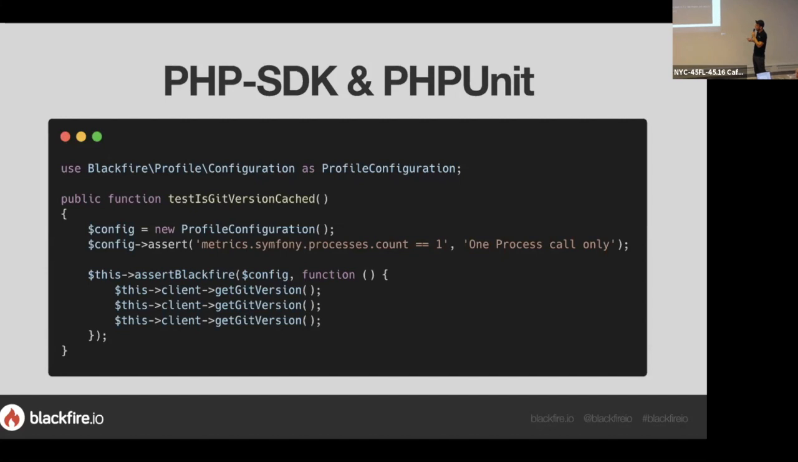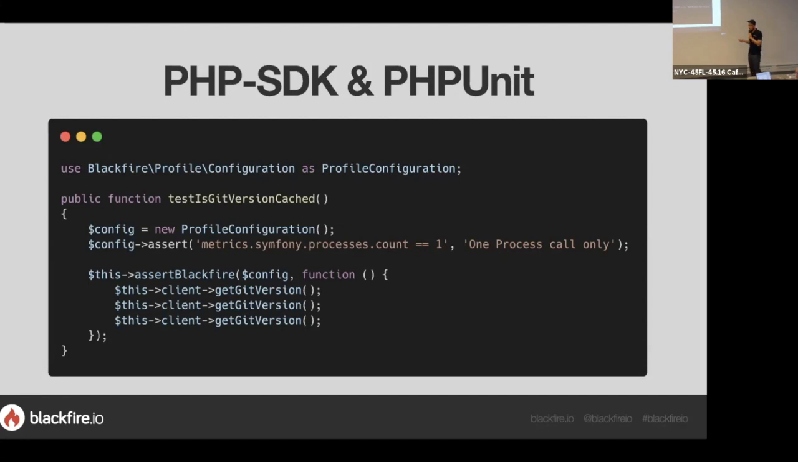So this is a test, okay? And we are going to test a process that gets the current Git version on your computer. This uses the Symfony component Process. And as you can see here, Blackfire integrates really nicely with Symfony. And we can say that, okay, when we see that the process is launched, this counter is incremented, all right?